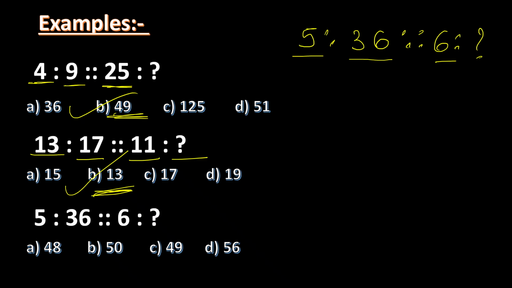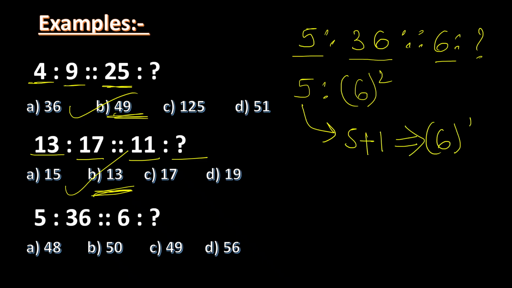So what they have done here is after 5, what comes? 6 comes. So 6 square they have done. So what they have done here is 5 plus 1 is 6. 6 square they have done, which will give you 36. Correct? So that is the logic. They have added 1 and then they have squared it. Okay? So that is the logic here.